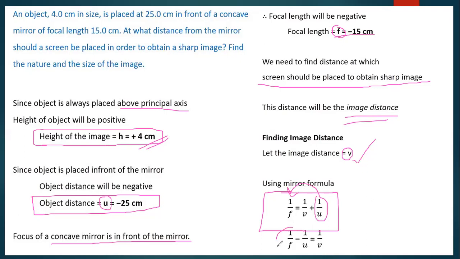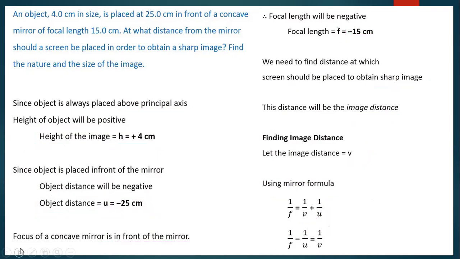When I put 1 by u on the other side, I get 1 by f minus 1 by u is equal to 1 by v. I am using this formula. So far everybody is clear? Those who understood, give me a thumbs up quickly. Do it quickly. Okay. Great. So I'll just clear out the drawings and let's move on to the next part.